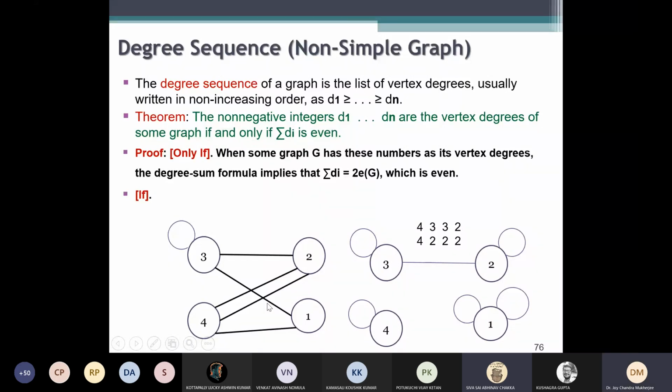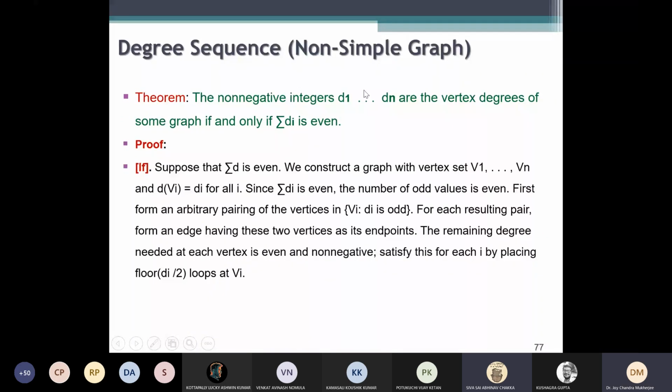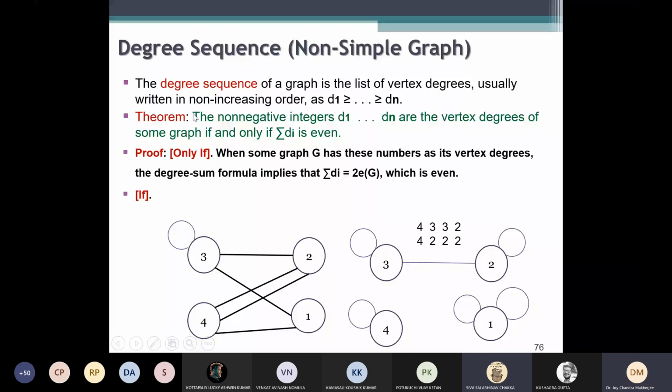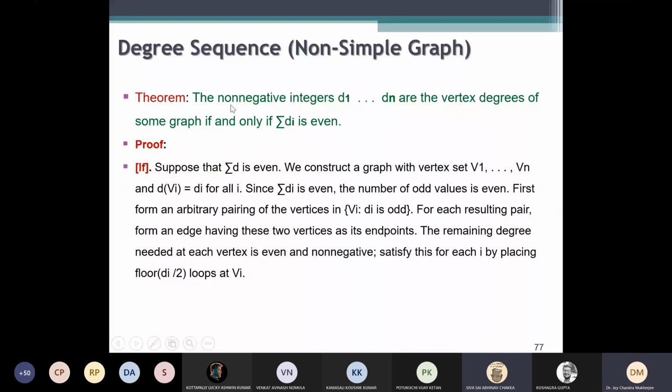Its written statement is here, as in the book statement. Same theorem: suppose the summation of d is even, then we construct a graph with vertices v1 through vn and degree of vi equal to di for all i. Since the summation of di is even, the number of odd values is even.